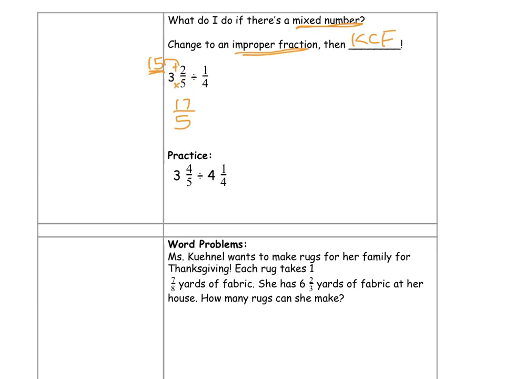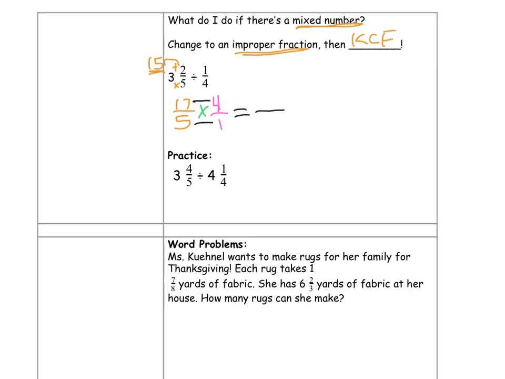And then we're doing our keep, change, flip. So we have our keep, our first fraction, flipping the sign to multiplication, and then we're flipping our second fraction to its reciprocal. So 4 firsts. And we're going to see if we can simplify. Nah, not really. So now we're just going to multiply straight across.